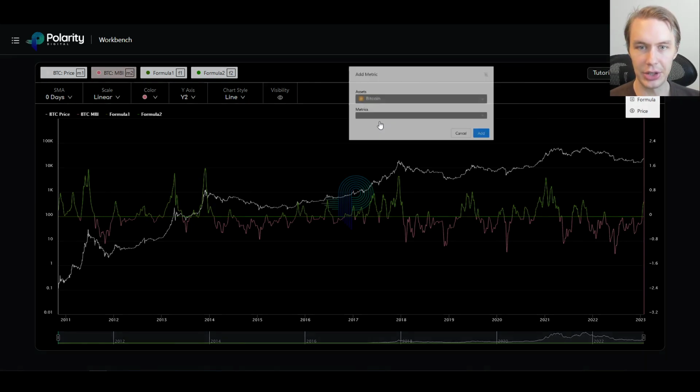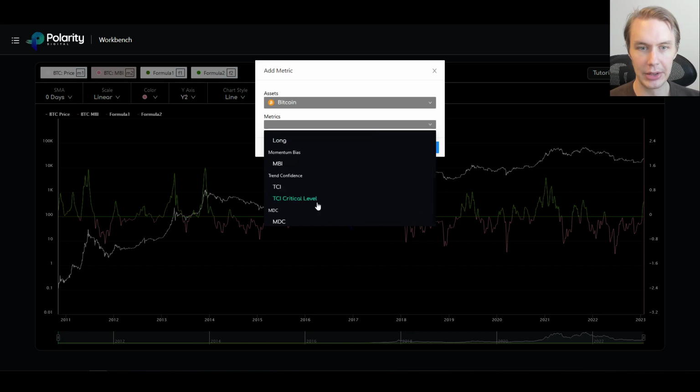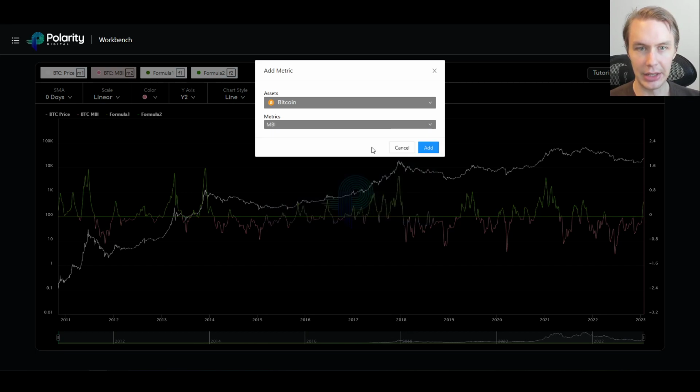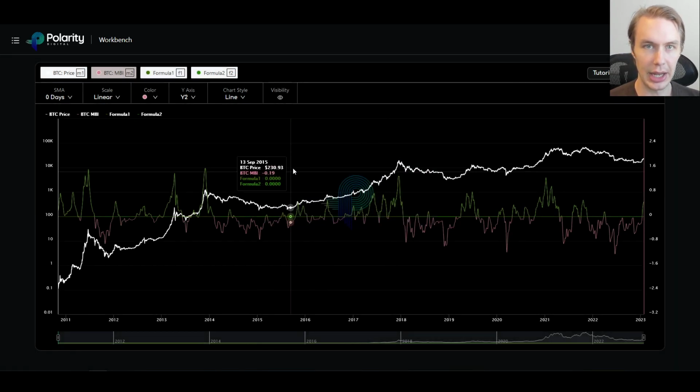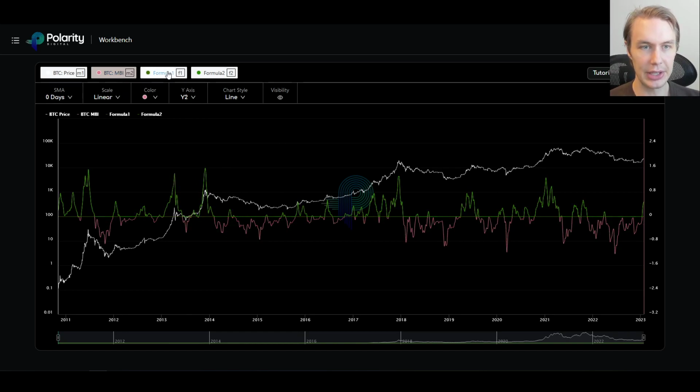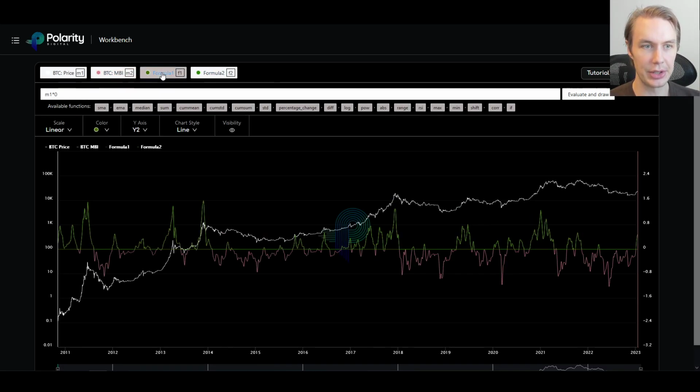And then, I can show you. You would just say Bitcoin and then something like the MBI, for example, if you wanted to add that. So that's how I created this. And then I have these 2 formulas here. This first formula is just to draw a horizontal line at zero.